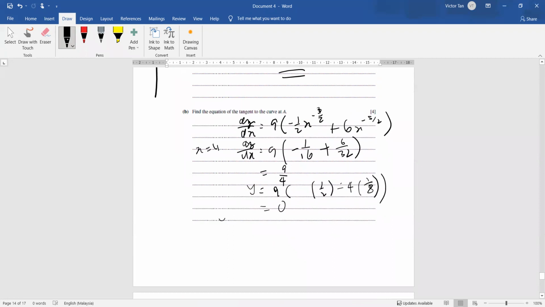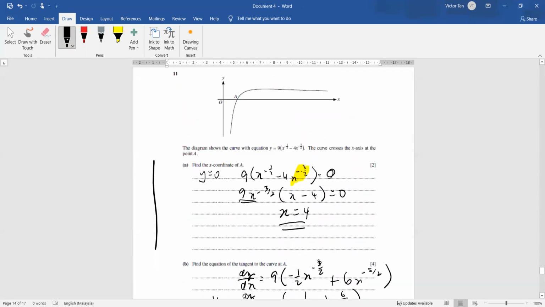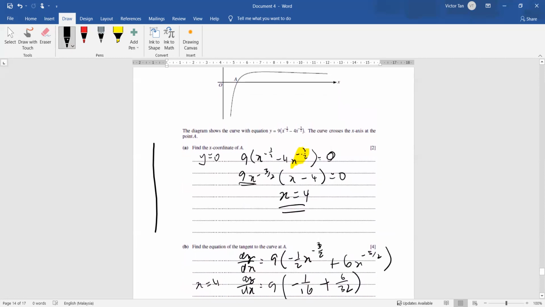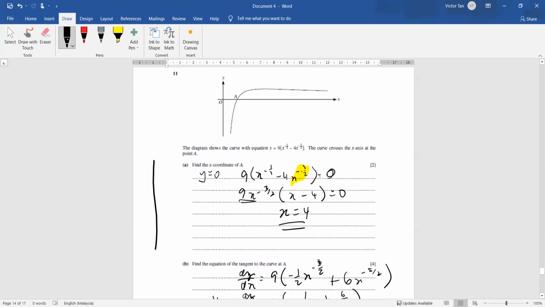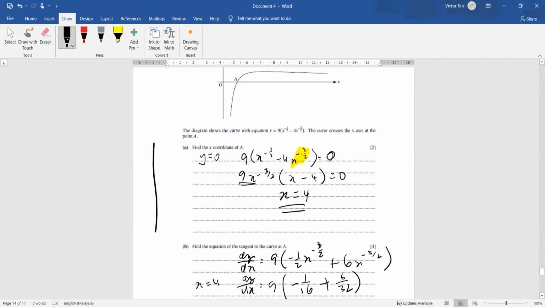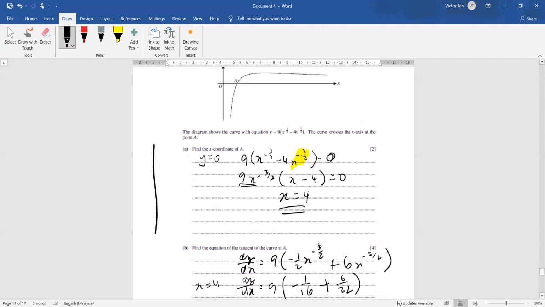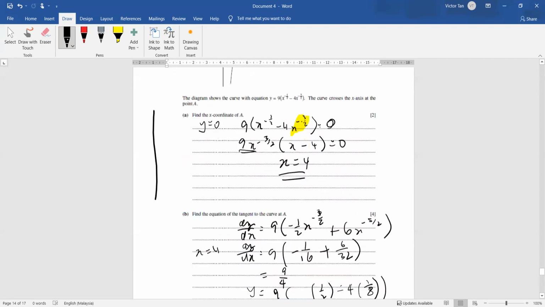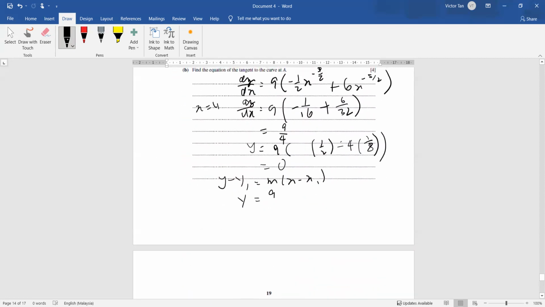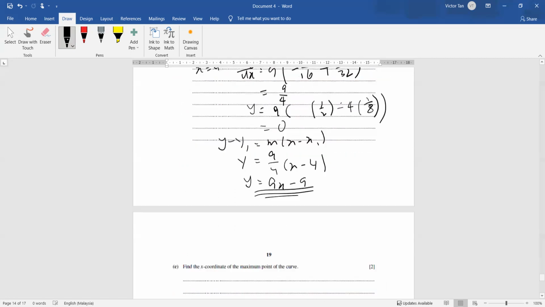So the equation of tangent: y minus y1 equals to m times x minus x1. y equals to 9 over 4 x minus... y equals to 9x minus 9. So that's the equation of the tangent.